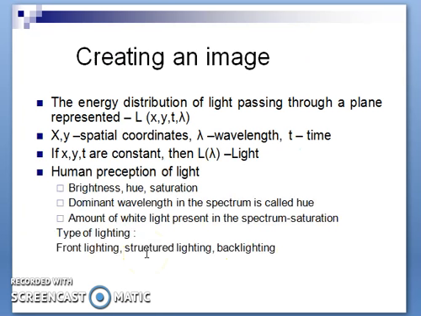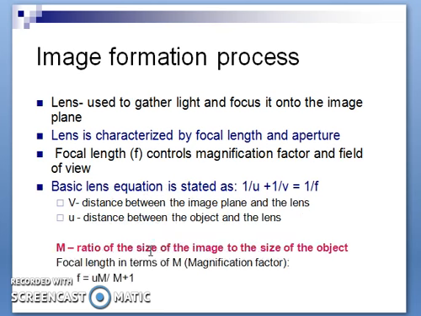Now, creating an image. Let us see how we create an image. Image formation is based on the lens, which is used to gather light and focus on the image plane. A lens is characterized by focal length and aperture, and the lens equation is given by 1 by u plus 1 by v is equal to 1 by f. So v is the distance between the image plane and the lens, and u is the distance between the object and the lens. And m is called the ratio of the size of the image to the size of the object.